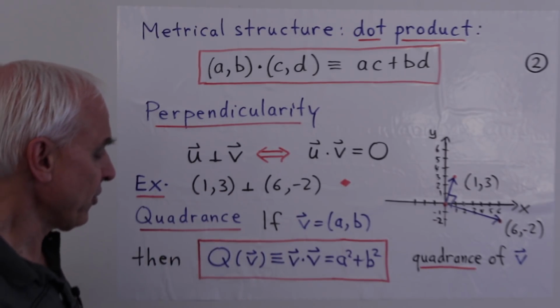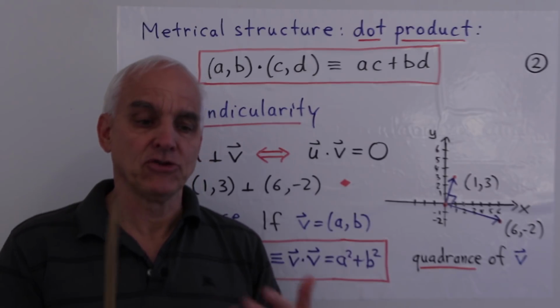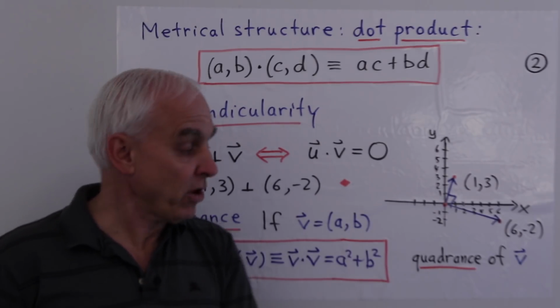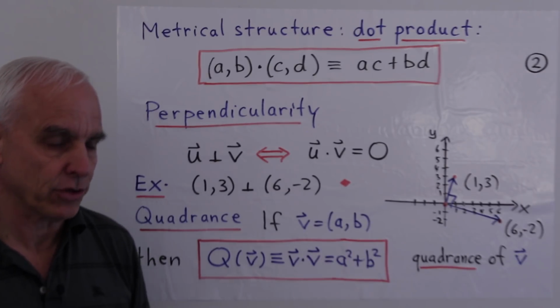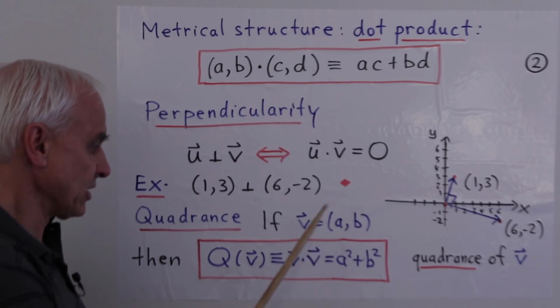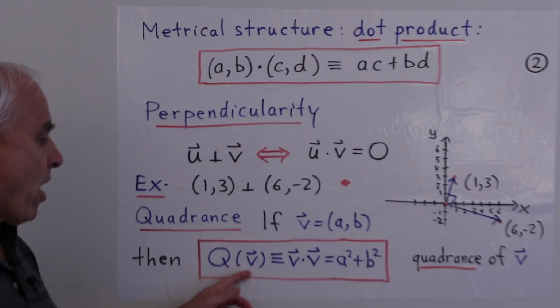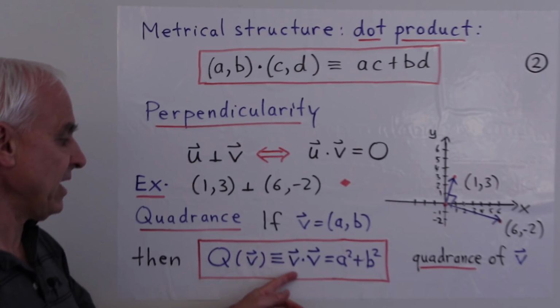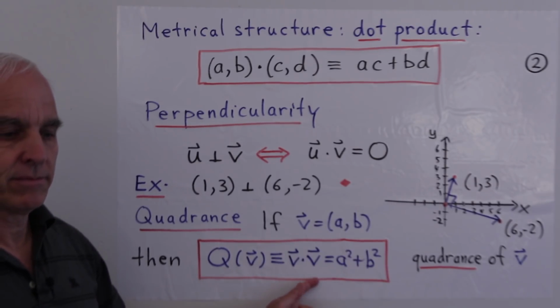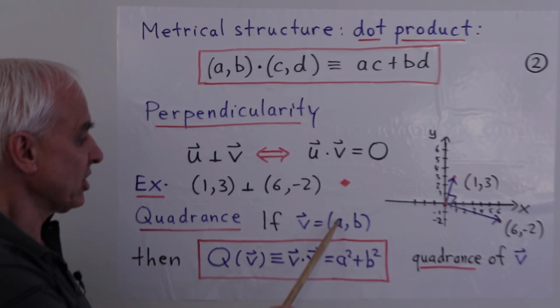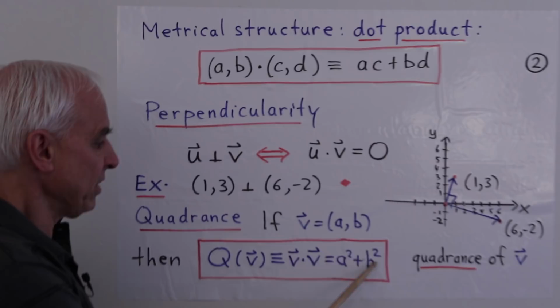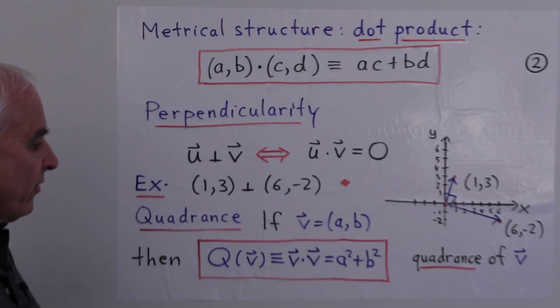And then the other crucially important quantity that we can introduce just via the dot product is the quadrance. The quadrance of a vector: if the vector v has coordinates a, b, then the quadrance of v is v dot v, just the dot product of the vector with itself. And that'll just be a squared plus b squared, the quadrance of a vector.